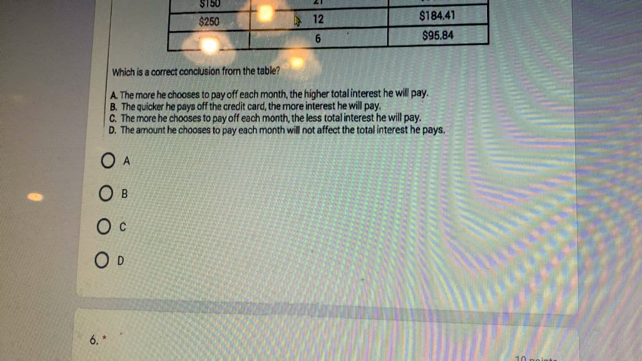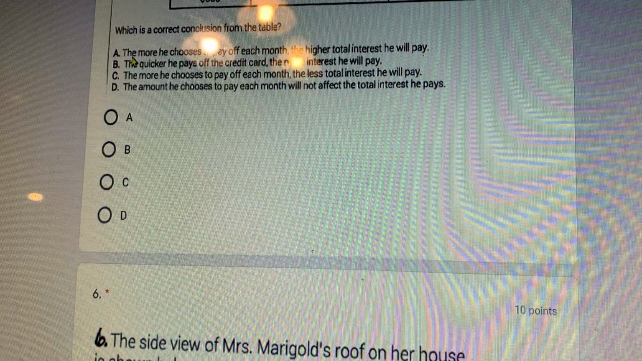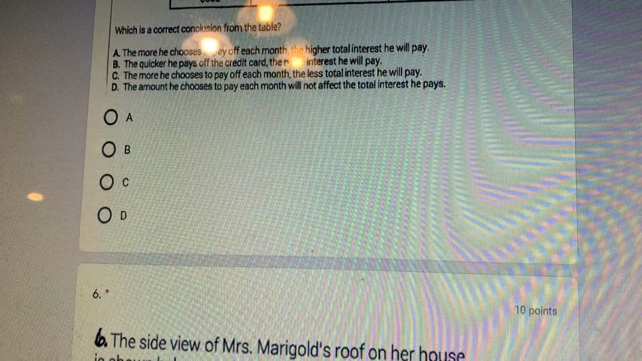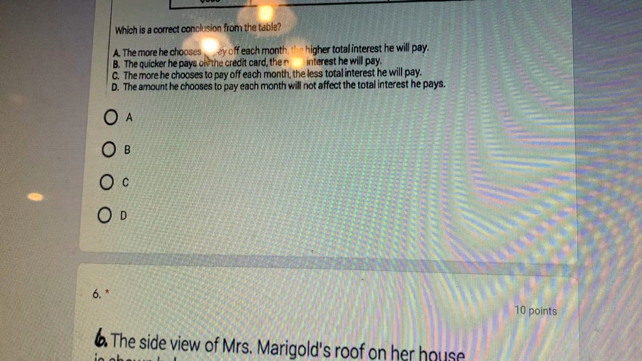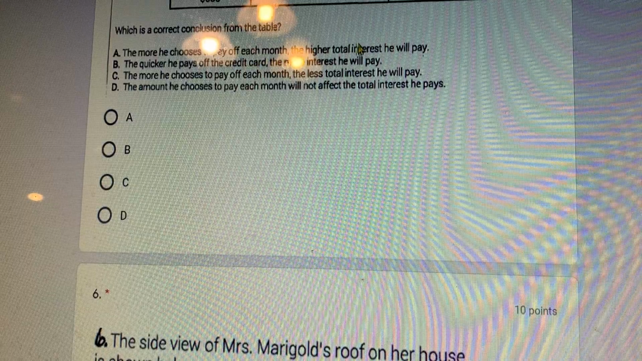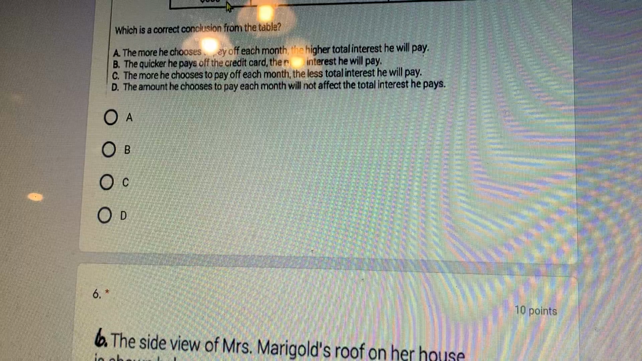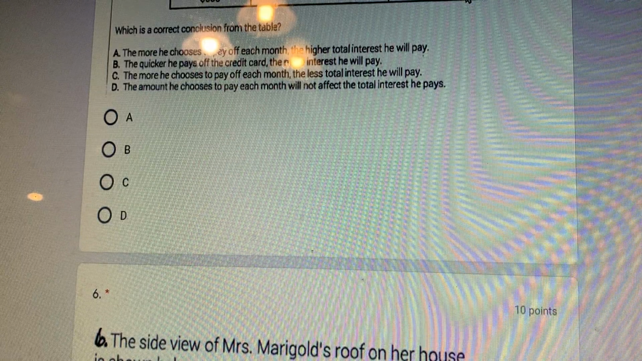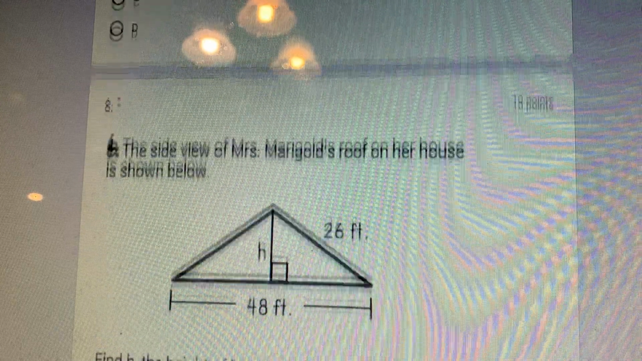This one, they're talking about a loan. There's really no calculation here other than looking at the table. Okay, you read the first one. So this is basically his monthly payment, the number of months he's paying, and his total interest that he will pay. It says, the more he chooses to pay off each month, the higher total interest he will pay. Well, if he pays the most off each month, $500, does he pay the most interest? No. Okay, so that one's pretty easy.